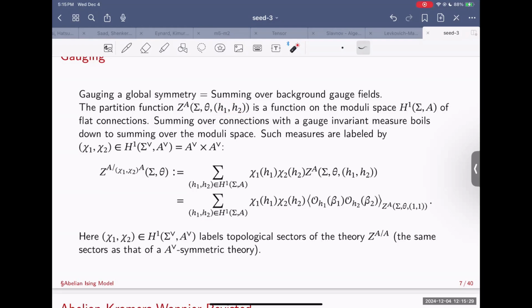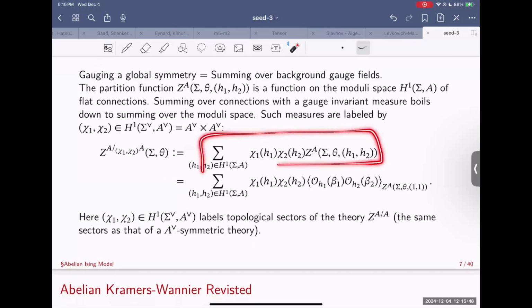But there is some choice to be made when we are summing over background connections. Whenever we want to sum over these background connections, we have to introduce two extra parameters that are labeled by elements of the dual group. The reason is that a sum over background connections looks like this. We have our partition function of the theory with a global symmetry in the background given by H1 and H2. We can multiply this by chi1(H1), chi2(H2), where chi1 and chi2 are arbitrary elements of the dual group A-hat. And then we can sum over all the background holonomies. This constitutes a gauge invariant quantity, which we define to be the partition function of a theory where we have gauged the global symmetry, but with the choice given by chi1 and chi2.